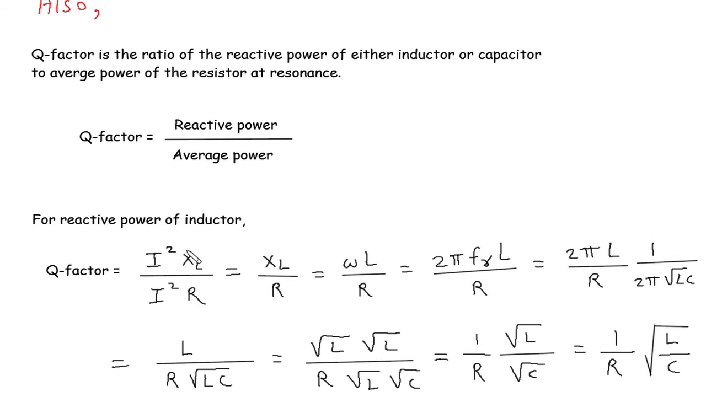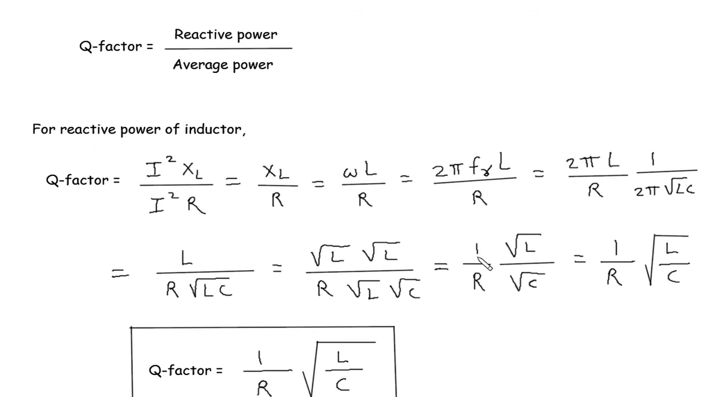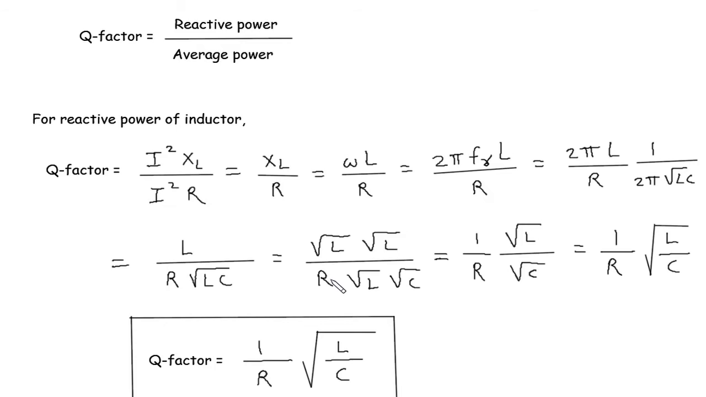So this I square will get cancelled with this I square. So what remains? XL by R. Now this XL is omega L divided by R. Now omega can be replaced by 2 pi Fr. Again we will replace this Fr by 1 upon 2 pi under root LC. So this 2 pi and this 2 pi will get cancelled. Then we can write this L as under root of L into under root of L. So this will be L.